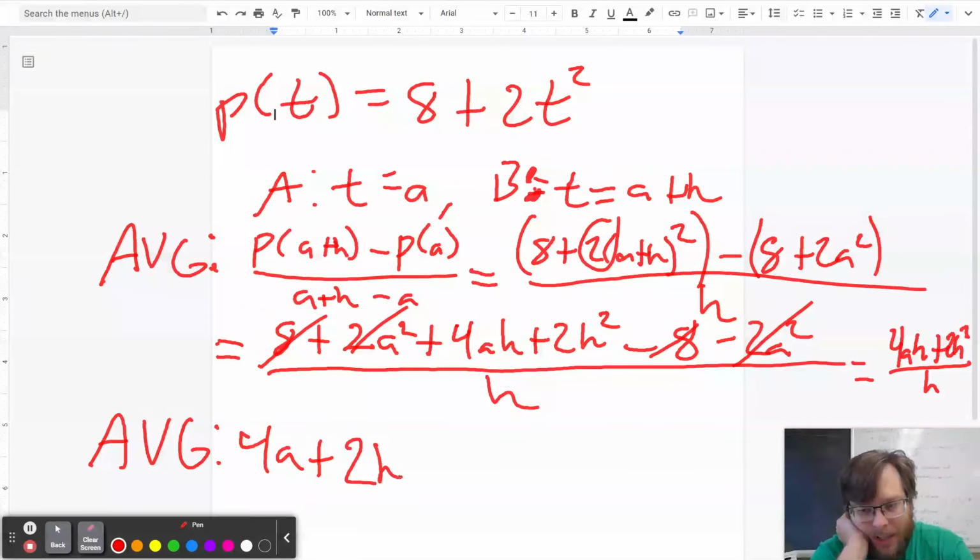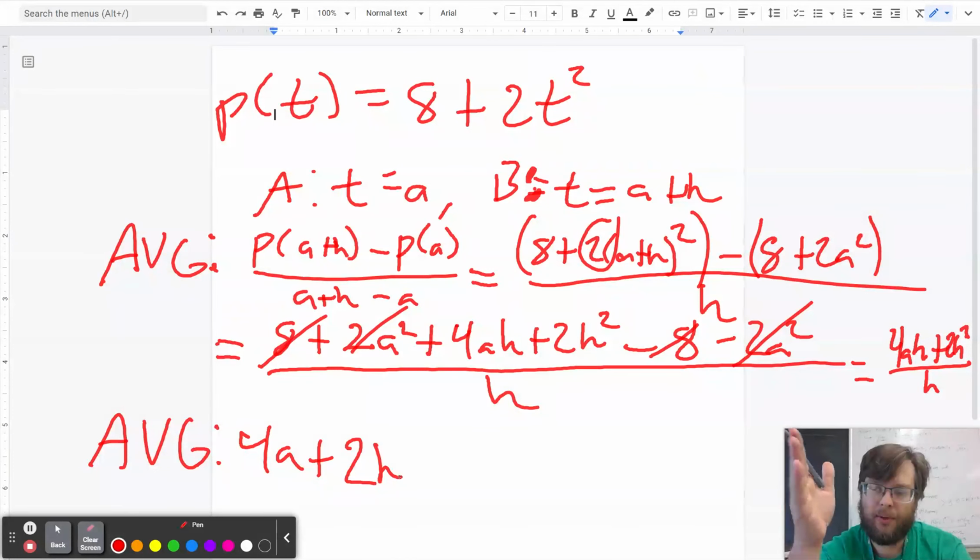And so what this is saying is that your average speed is 4 times the time value, because a was the time value, plus 2 times the distance that you move away. So for example, if you were at t equals 5 seconds and you want to know the speed between 5 seconds and 7 seconds, then you would do 4 times 5 plus 2 times 2. The reason I said 2 instead of 7 is because I chose a number that was 2 seconds past 5, and h represents the time past it. Although I suppose h could also be a negative number, so you could look at the speed as you go from like 5 backwards to 3, and you just have a negative value.